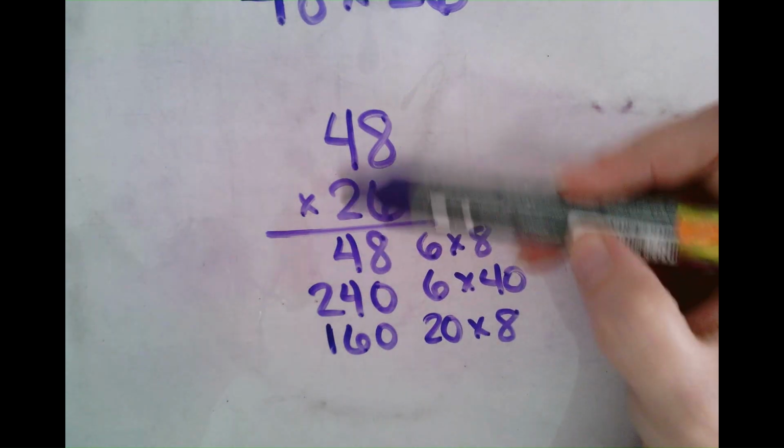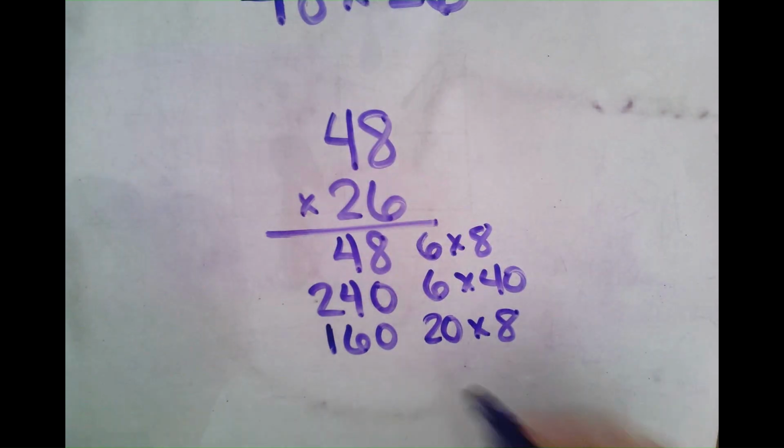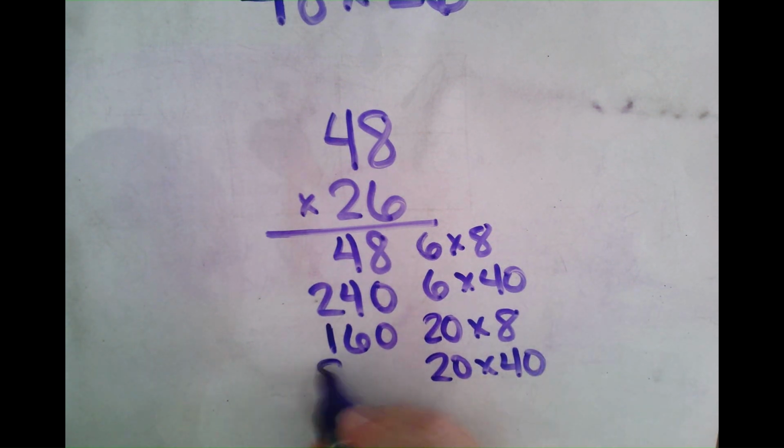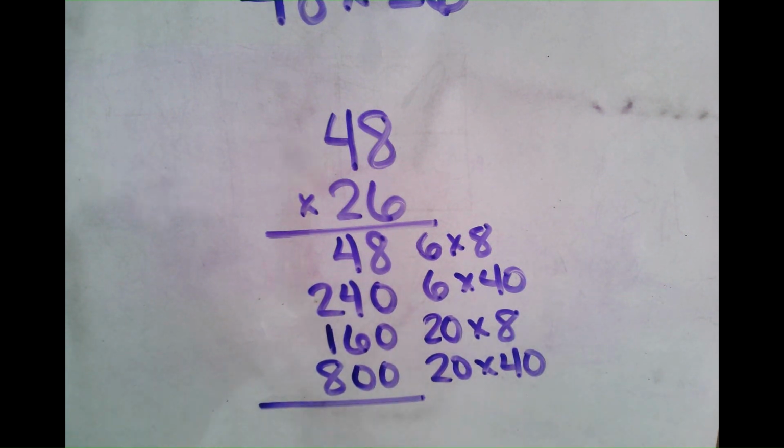And then finally, I'm going to multiply the two tens places together, 20 times 40. 2 times 4 is 8, times 2 tens is times 100. And so I can add those together now.